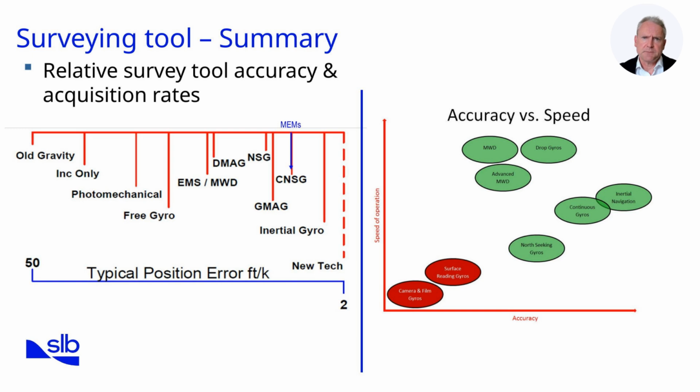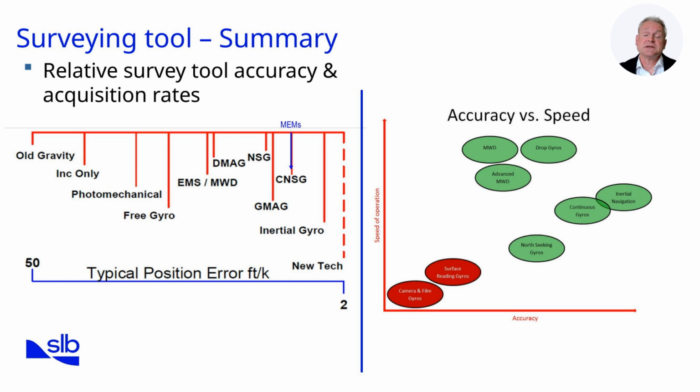MWD systems represent the industry standard, offering continuous surveys, real-time feedback, and integration with logging while drilling, but they remain vulnerable to magnetic errors unless supported by non-magnetic collars. Gyro tools, particularly modern north-seeking gyros and MEMS-based systems, offer high accuracy, azimuth independent of magnetic fields, making them ideal for anti-collision and casing applications, albeit at a higher cost.